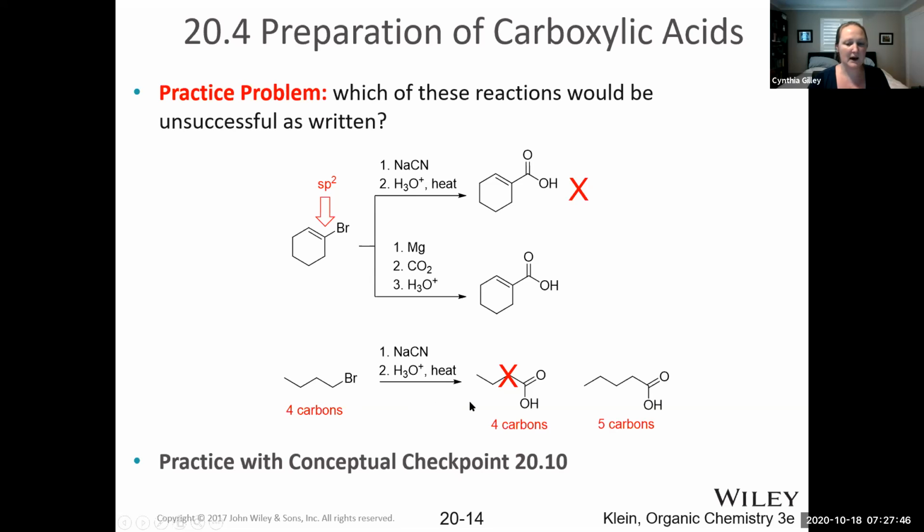In addition, the bottom reaction would not work as written. And the reason why is, did you catch the fact that the reactant and the product both had 4 carbons? Remember that both of these reactions are 1-carbon homologation reactions. So we should actually be producing a 5-carbon carboxylic acid from a 4-carbon alkyl halide. If you want to practice this further, check out Conceptual Checkpoint 20.10.